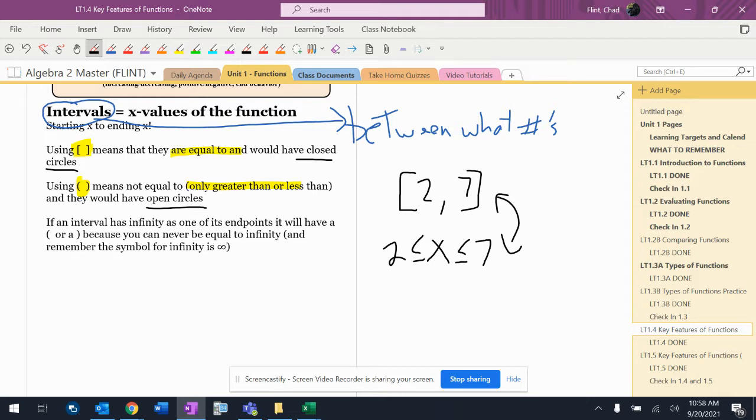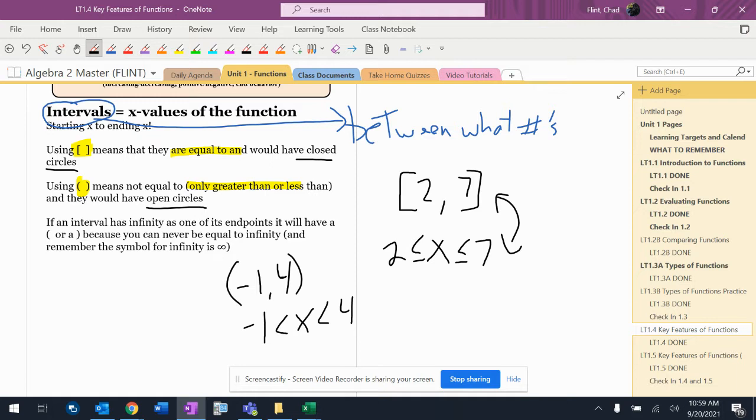If I had, say, -1 comma 4, that would mean in terms of what's actually happening, -1 is less than x, which is less than 4. And notice it doesn't say equal to. So it'd be open circles on that.